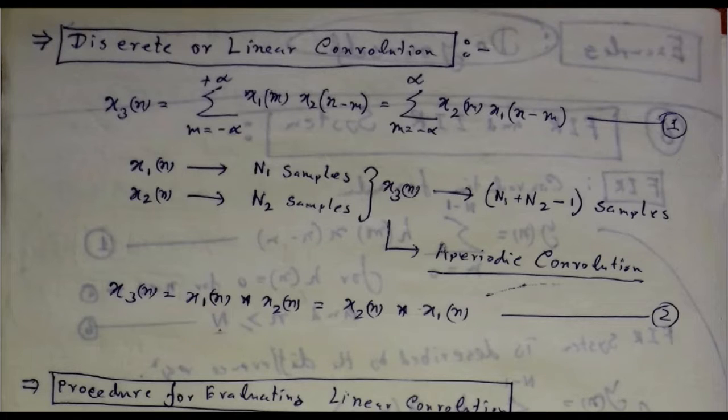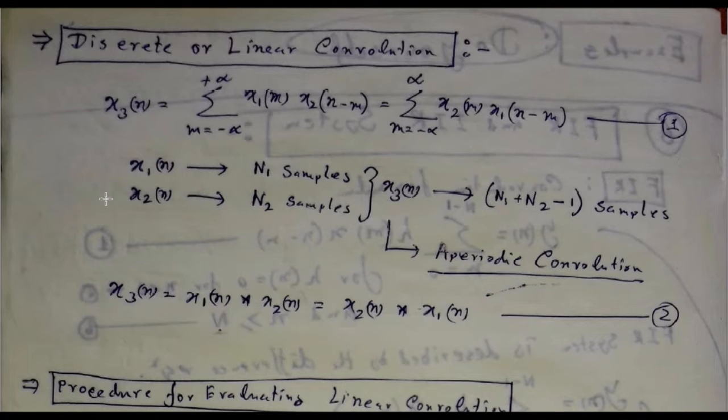Let me start to explain the discrete or linear convolution. As I mentioned in my earlier lecture, if x1[n] and x2[n] are two separate signals, then you can obtain the convolution between them by using this formula: the sum for m equal to minus infinity up to plus infinity of x1[m] x2[n minus m]. Here n is the time index and m is the dummy variable, and this relation is true for the reciprocal case also. In place of x1 you can use x2, and in place of x2 you can use x1.